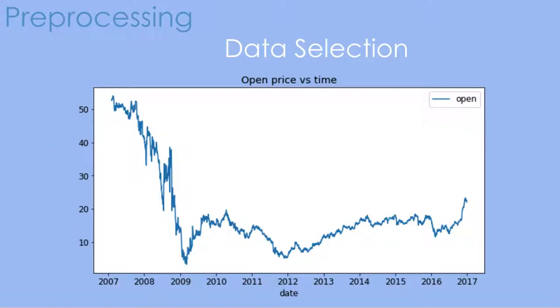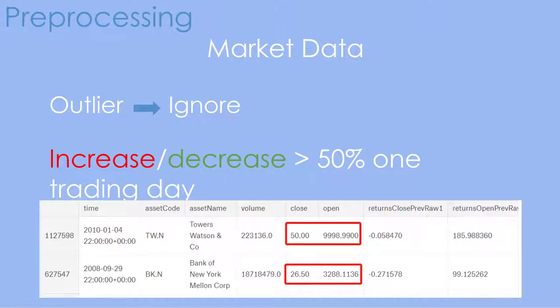Now let's move on to the data preprocessing. As we all know, in 2008, there was a huge financial crisis in the world. Now we assume that a financial crisis will not happen in the next 6 months. So we decided to just cut off the data before 2009 for our prediction. Also, if a specific stock increases or decreases more than 50% in one trading day, we will classify it as an outlier. In our outlier analysis, 21 rows were removed from the dataset.